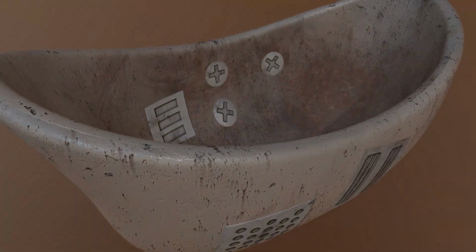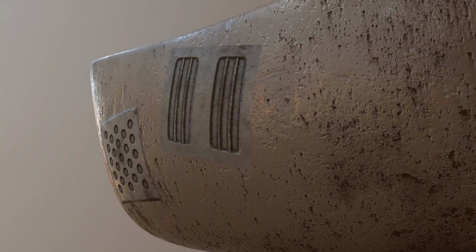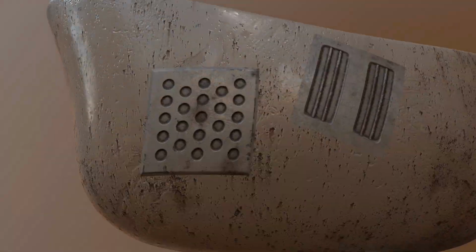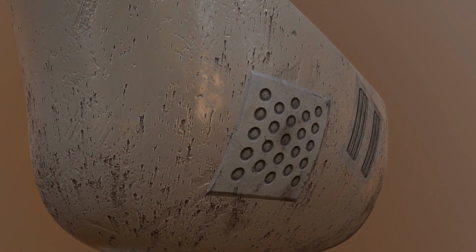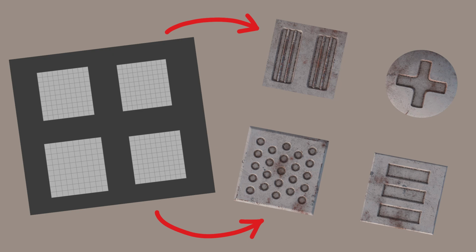Hello guys, Art-Teeves here. In this video, I want to talk about decals. These are basically images, textures with transparency, that you overlay on top of your main 3D model's texture. They work exactly like stickers.